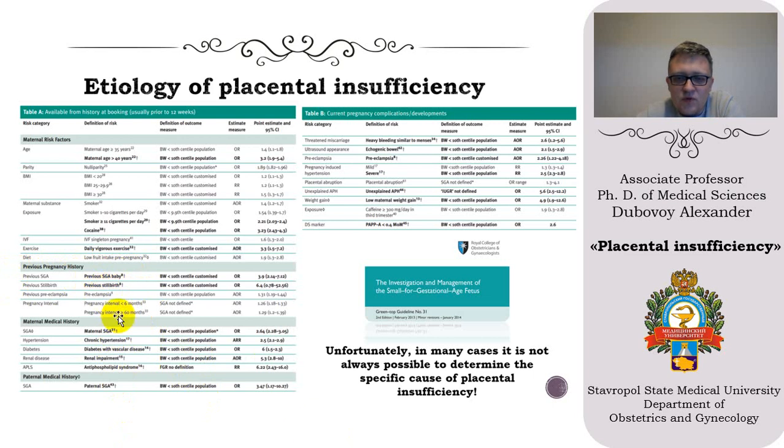previous pregnancy developed with preeclampsia and eclampsia, or we observe a short or, on the contrary, a long intergenetic interval, less than 6 months or more than 5 years, 60 months, then we expect a greater likelihood of placental insufficiency. Pathological conditions such as arterial hypertension, diabetes mellitus, kidney disease, antiphospholipid syndrome are also risk factors for the considered complications of pregnancy.